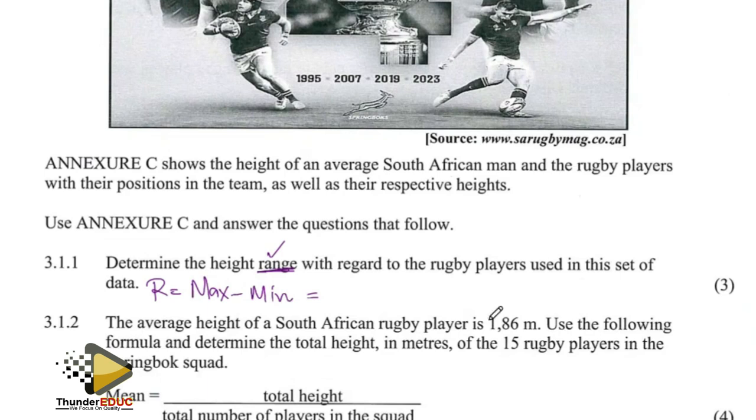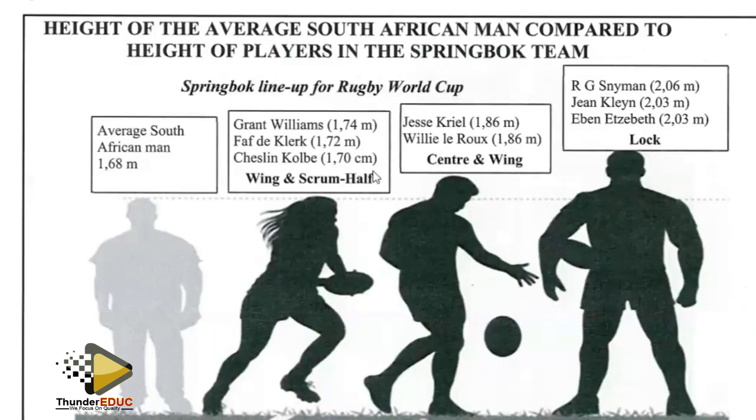The range with regard to the rugby players used in this set of data. We go there and you see this is not a set of data. We are looking at this. We have 1, 2, 3, 4, 5, 6, 7, 8. But we are looking for range. So range, we shall say highest value minus lowest value.